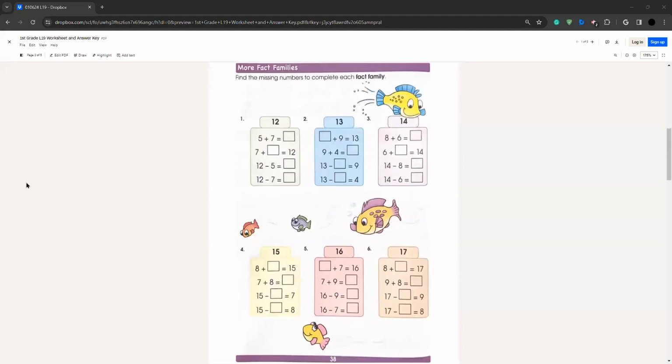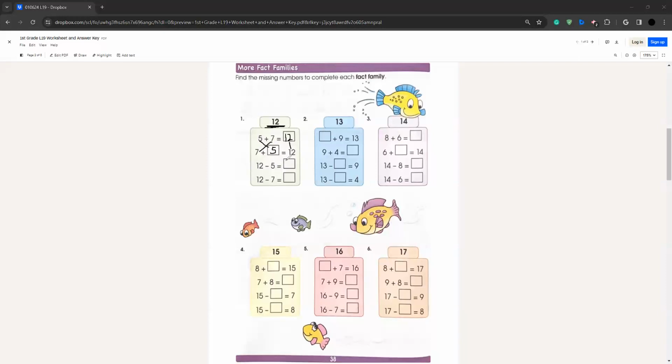So the instructions say, find the missing numbers to complete each fact family. So for number 1, we need to find 12. So 5 plus 7, we know that's 12. And in this next one, we have 7 plus something is 12. We have 7 over here, we have 12 over here. So we're missing a 5. 7 plus 5 is 12.